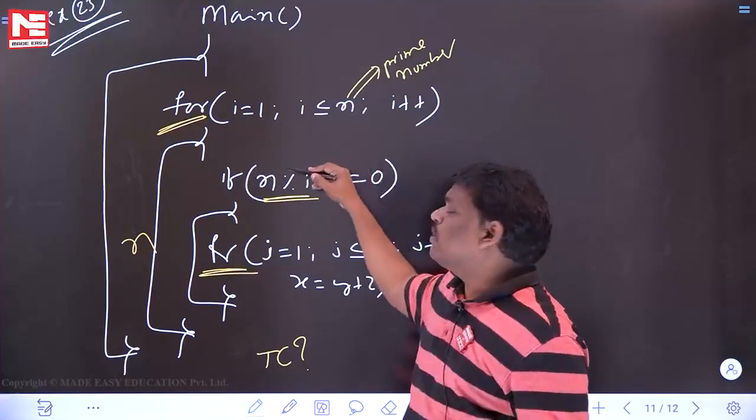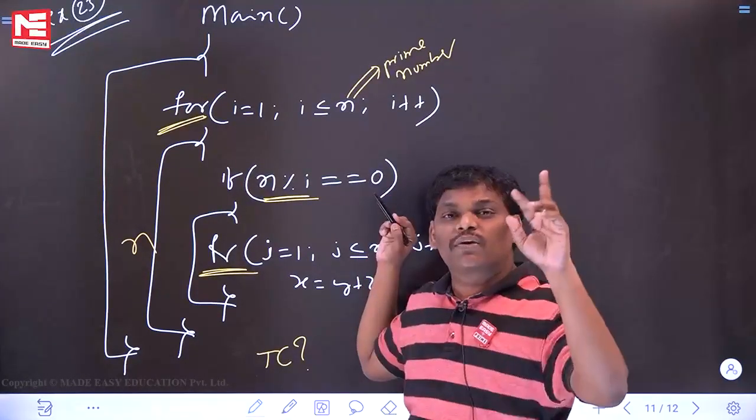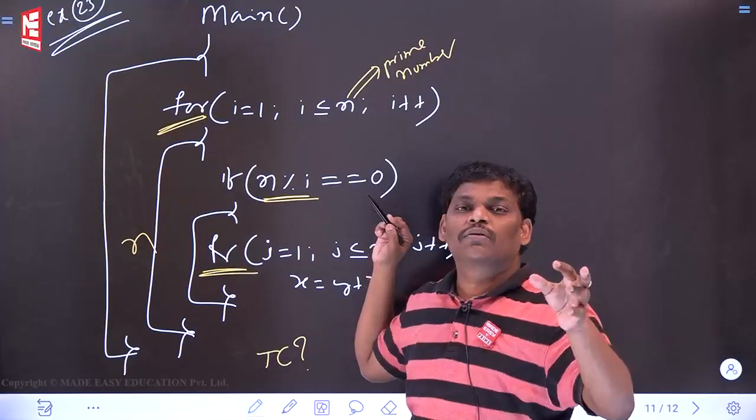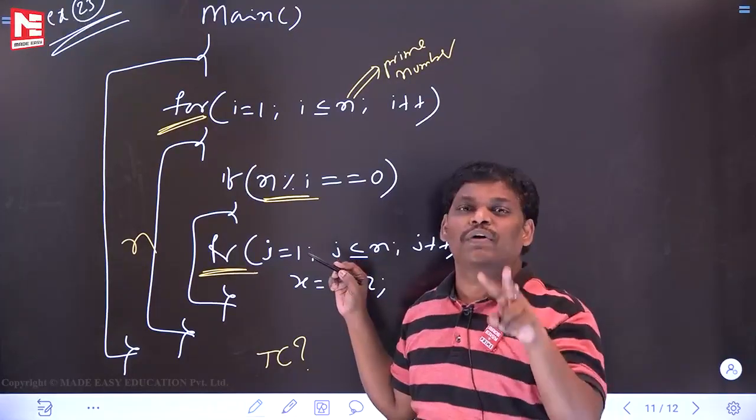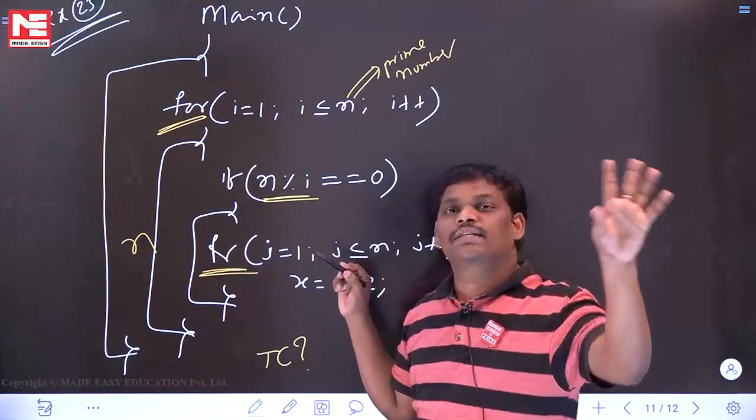N is a prime number. Can you say whether a prime number has 1 factor, 2 factors, or many factors? I think everyone knows: 2 factors. A number is said to be a prime number if it has only 2 factors. What are those? 1 and that number itself.